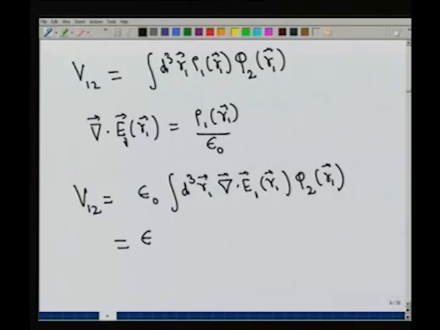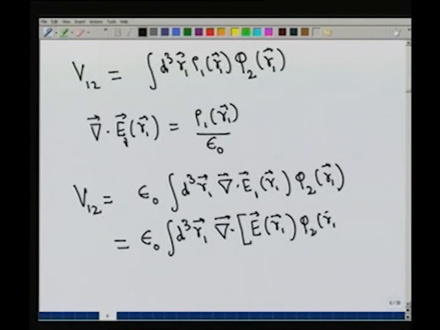Now whenever there is a differential operator of this particular kind and whenever there is a volume integral, what do we do? We write the integrand as a total derivative, convert it into a surface integral and then look at the other term. So let me do that. I am going to write this expression as epsilon naught d cubed R1. I will write a divergence outside, and write E of R1 phi 2 of R1 and close the bracket. So in doing that, I have added an extra term.